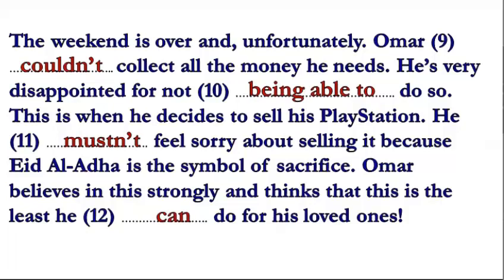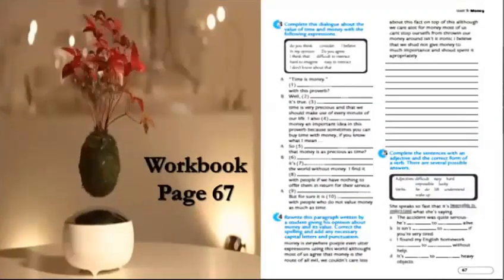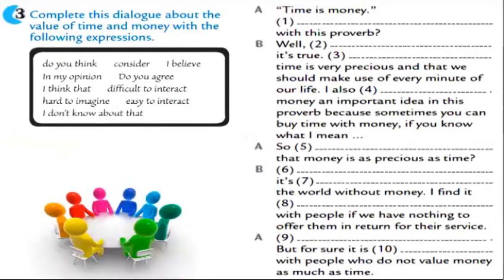This is the least he can do for his beloved ones. This was page 66. Now, please open page 67. We have here a dialogue that we call a dialogue about the value of time and money. We have some expressions. We have to complete this dialogue with these expressions. What are these expressions? Let's read together.